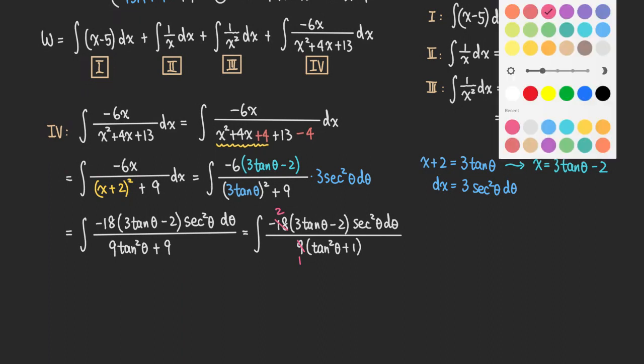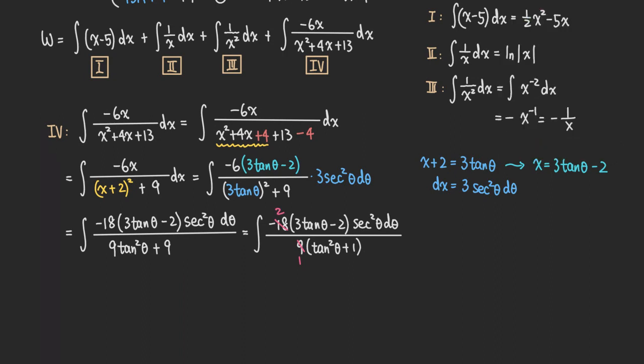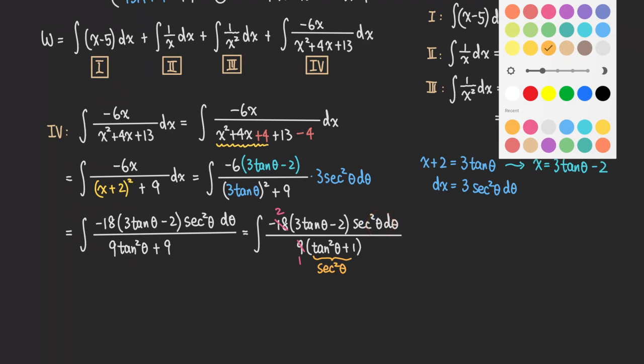Do you see that this tangent square theta plus 1 can actually be rewritten as secant square theta, right? And then there is also a secant square theta in the numerator. So do you see what's going on with them? You can cancel them. That's why I said good news, right? Because you can cancel those things.